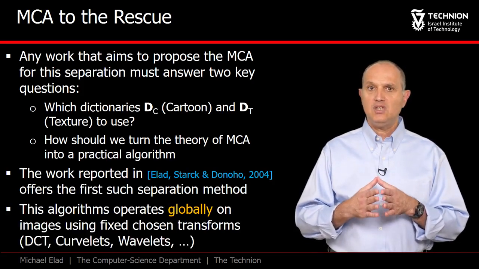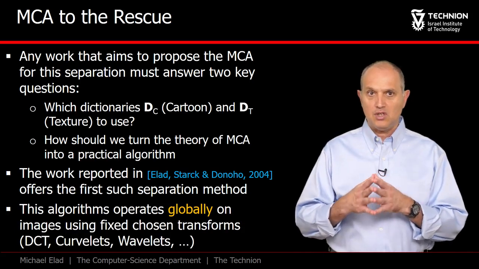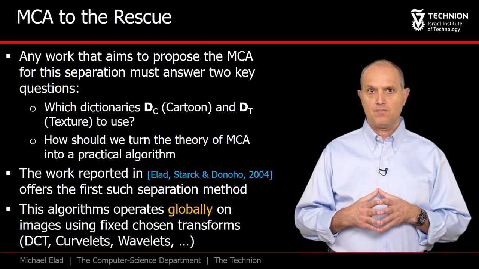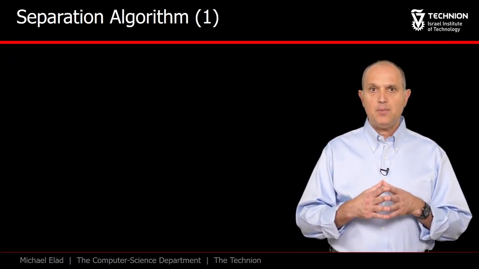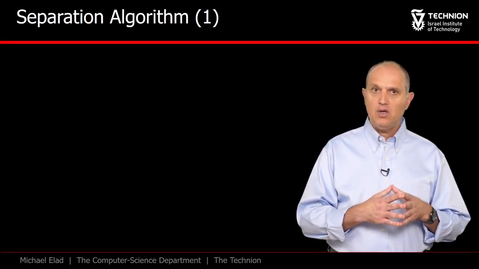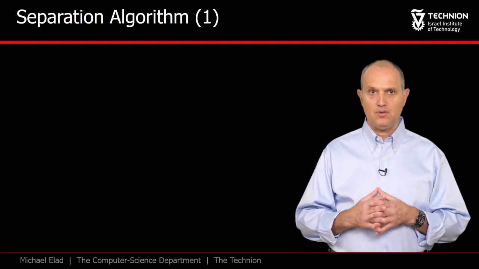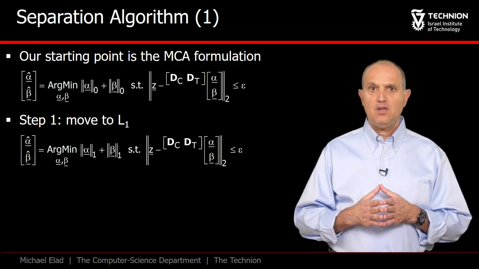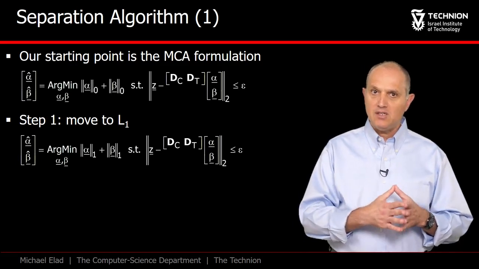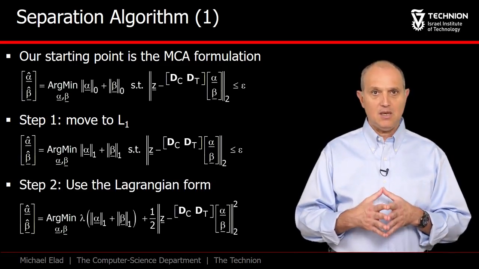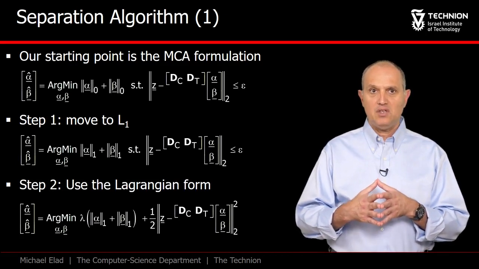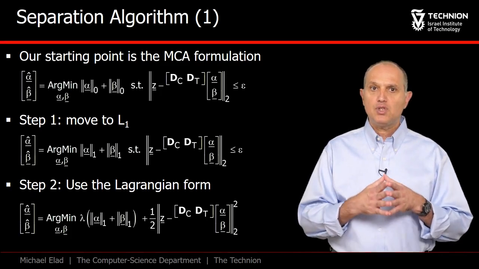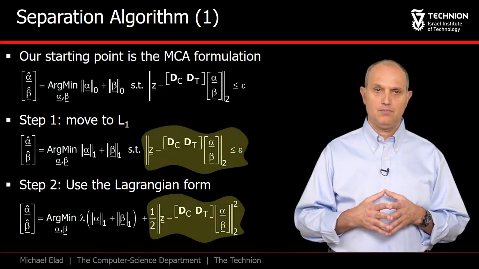When it comes to choosing DC and DT, the cartoon and the texture dictionaries, global transforms of various sorts were chosen. Let's now see the steps that take us from P0 epsilon to the actual algorithm proposed. This is the MCA formulation, and the first step that this work did was to migrate from L0 to L1. The second step, and this is something we have seen already several times, was to move to the Lagrangian form in which the constraint is turned into a penalty.